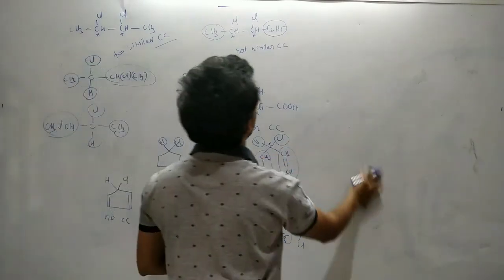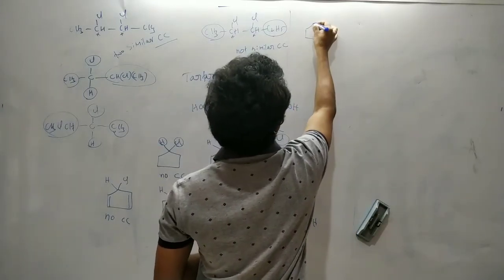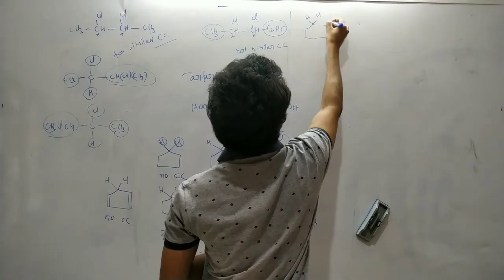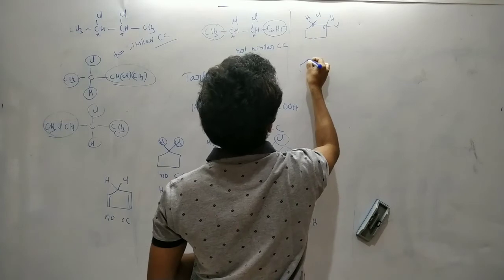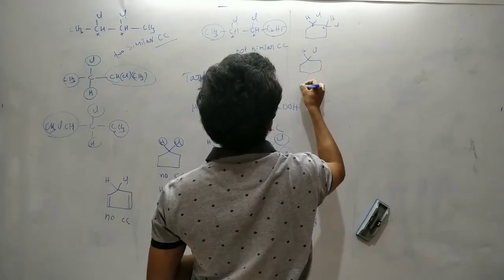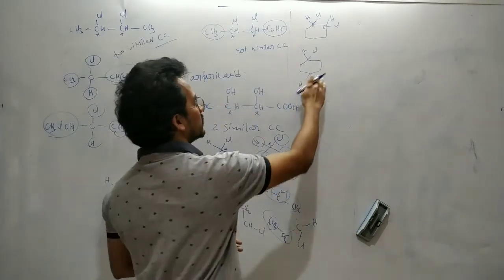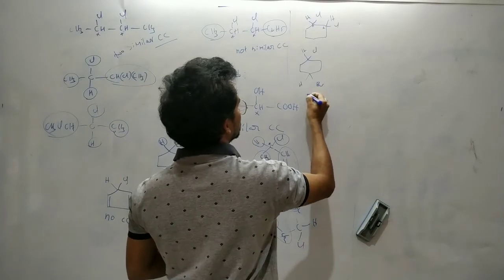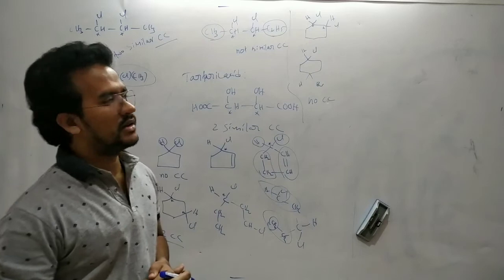Okay, and next two more examples. This is hydrogen, chlorine. This hydrogen, chlorine. This one also has 2 chiral carbons. Now this hydrogen, chlorine, your hydrogen. This is chlorine, or bromine, whatever it is. This one has no chiral carbon.